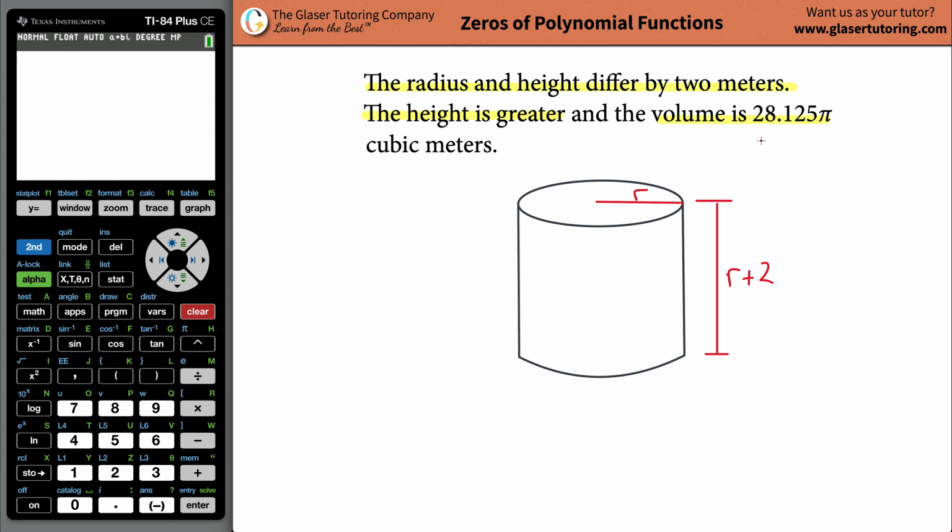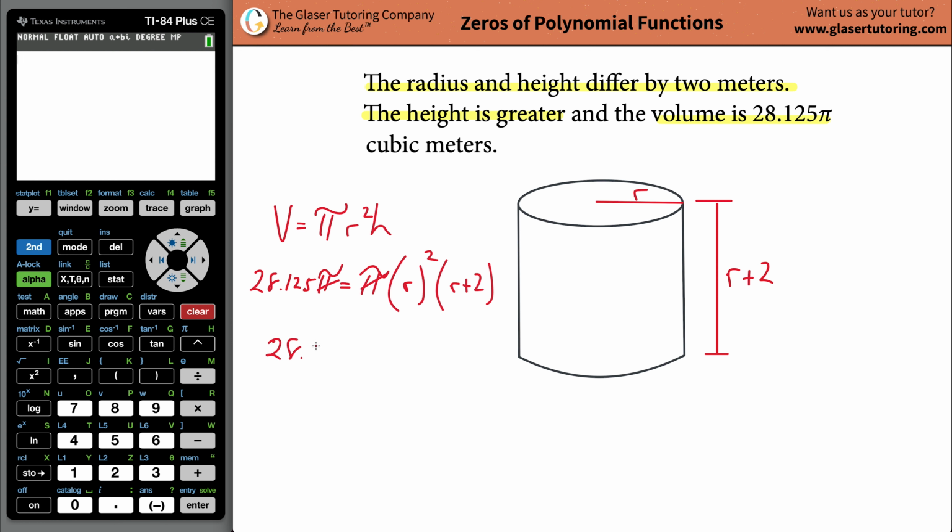And then it tells us the volume. So I'm thinking, how is the volume related to all this? Well, the volume is equal to pi r squared h for a right circular cylinder. The volume they told us is 28.125 pi, and that's equal to pi times the radius squared, which you just called r, times the height, which you said is r plus 2. So the pi's just go away. What you're left with, simplifying, is 28.125 equals r squared times (r plus 2).